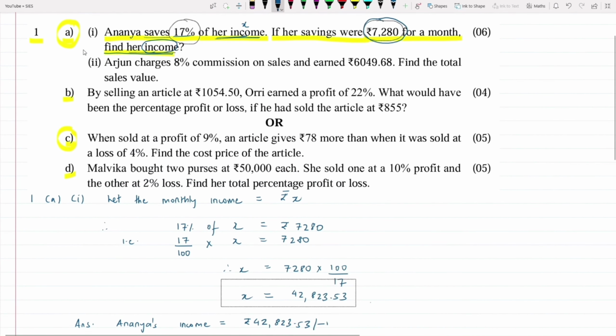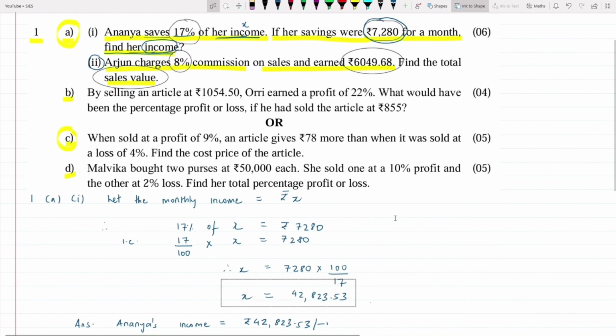Now let's talk about the second one. We have Arjun charges 8% commission on sales and earned 6,049.68 rupees, and we are asked to find the total sales value. So again we are going to introduce a variable. Since we want to know the total sales value, we'll be calling it x, and then we are given figures 8%, which is the commission, and that equals 6,049.68. On similar grounds, we'll be putting up the second part as well.